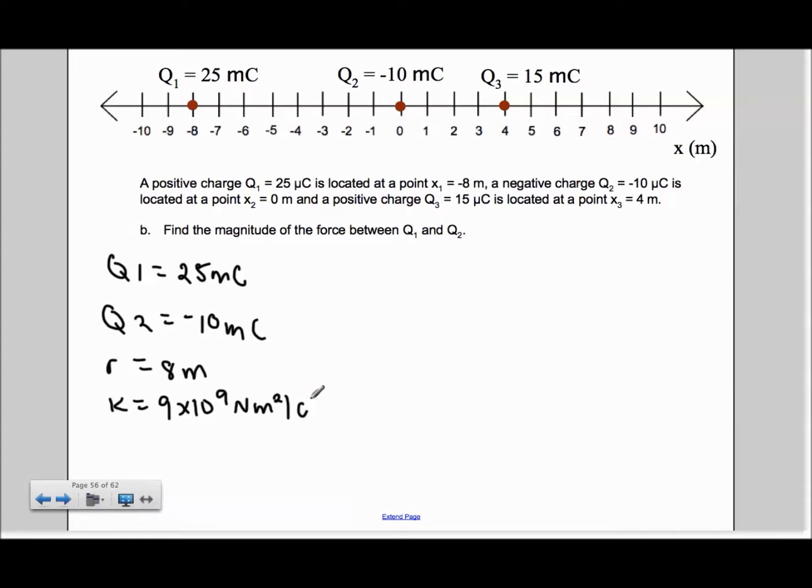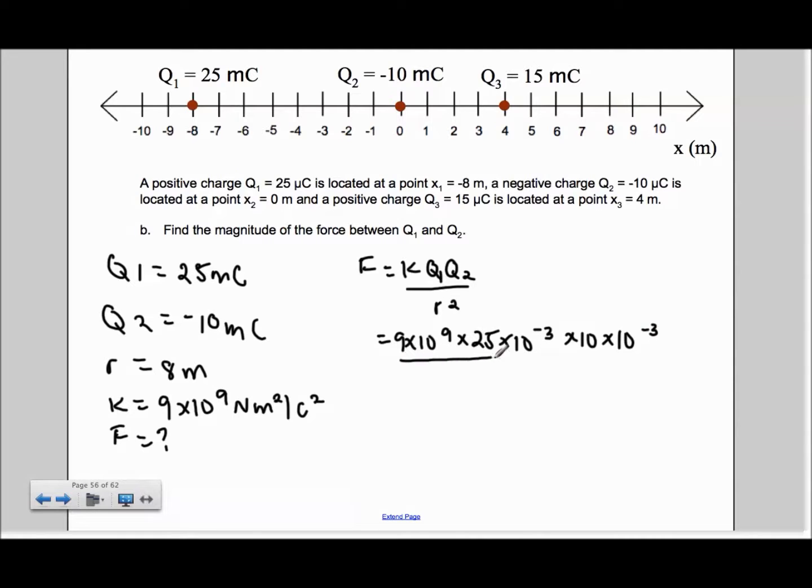So we use the equation force equals K Q1 Q2 over R squared. Plugging in our numbers, we get that force is equal to 9 times 10 to the 9 times 25 times 10 to the negative 3, since this is millicoulombs, times 10 times 10 to the negative 3, since that is also millicoulombs, over 8 squared. So, simplifying this, we get that the force on Q1 due to Q2 is equal to 35,156.25 newtons.